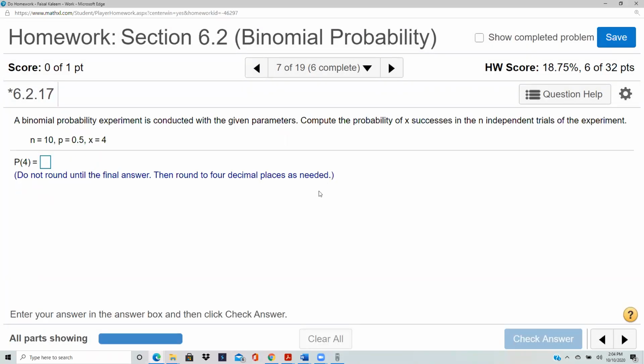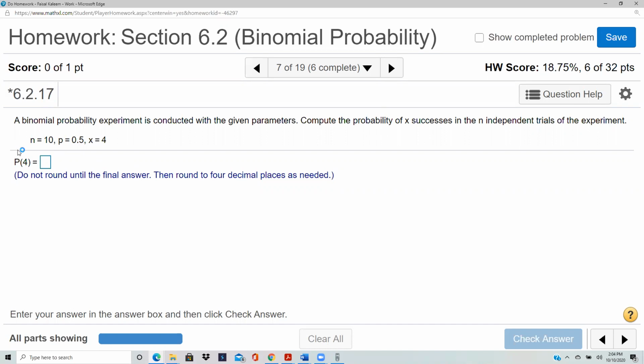So now we start seeing how we will do the calculation. A binomial experiment is conducted with the given parameters. n is the number of trials, p is the probability of success in each trial, and x is the number of successes. Remember that right now you don't really need to know this because here everything is given in letters. But once we get to the word problems, then you have to know this notation.